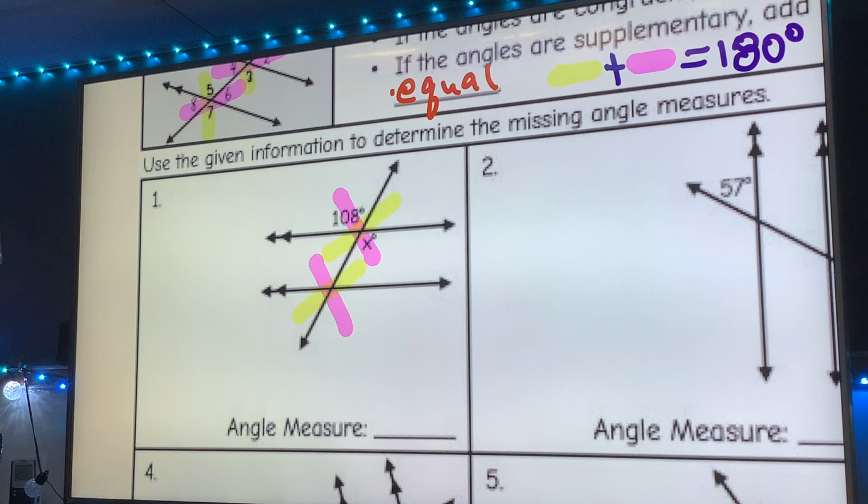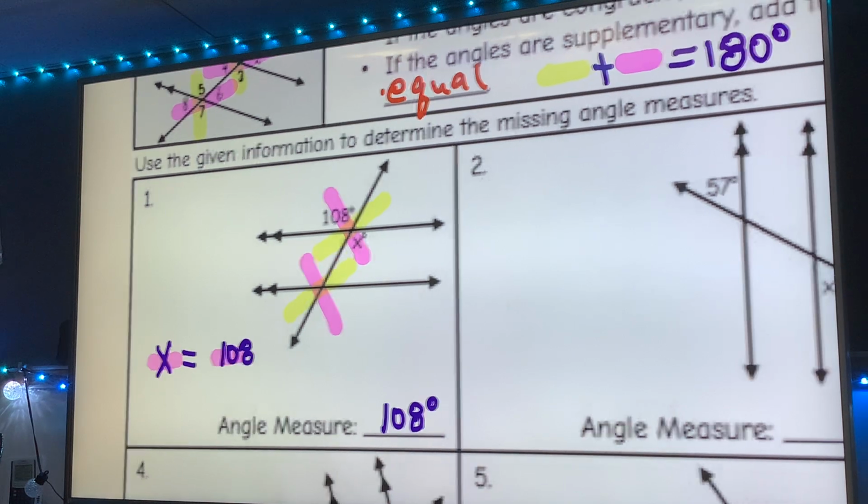Well, if I am solving for x, I see I have a pink and a pink. So I have x and 108. They are the same color, so they are equal. So if one pink is 108, the other pink is 108. Okay, so let's go to the next one.